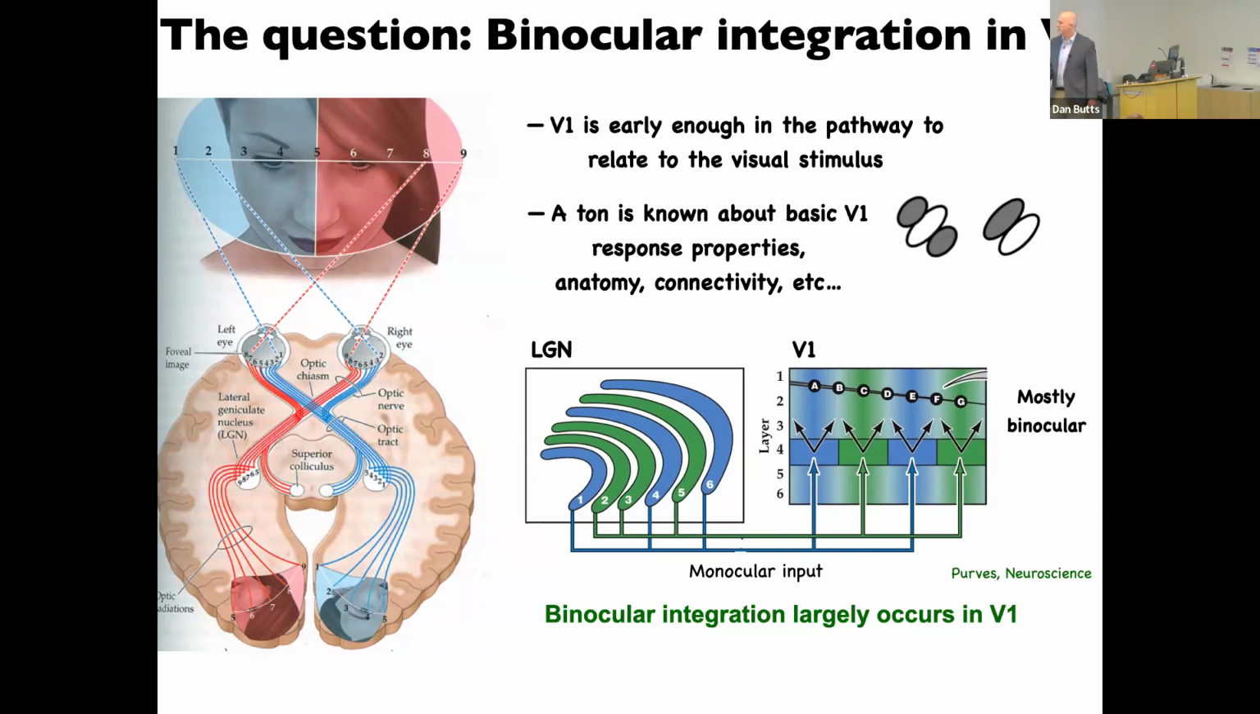A rudimentary question is how do binocular V1 cells actually integrate the information from both eyes? And keep in mind that both eyes are looking at the same object, so it's something you would want to do.